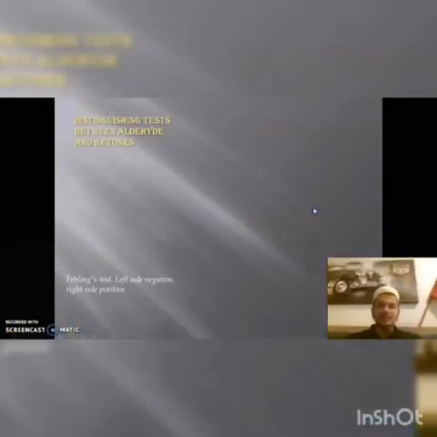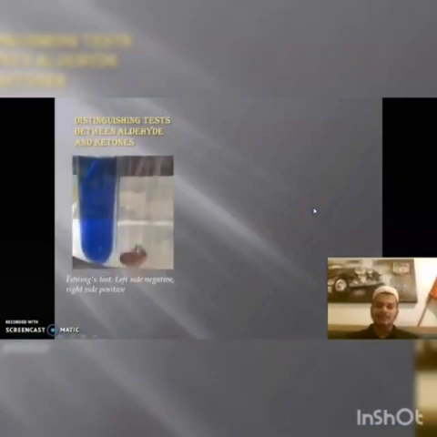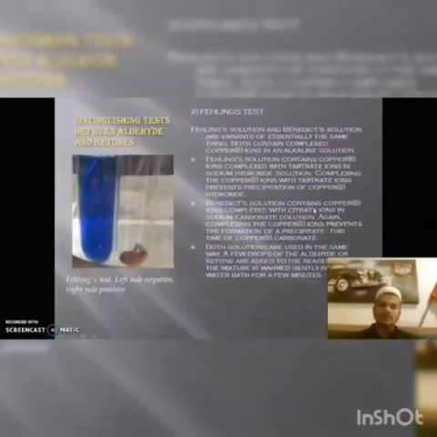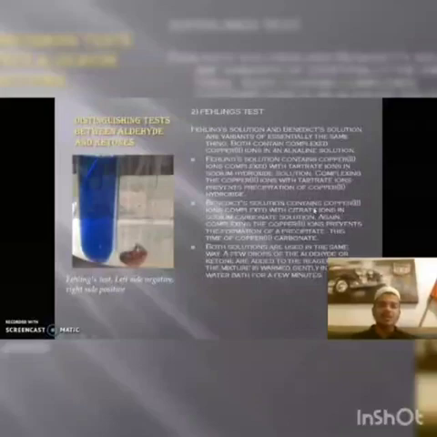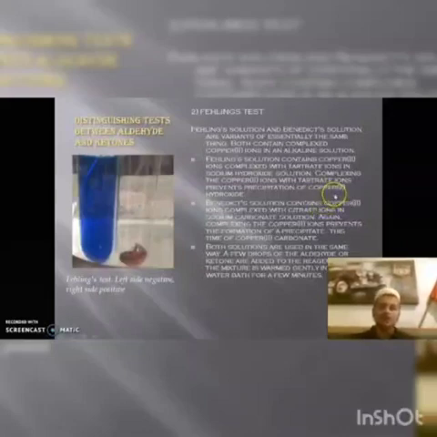So the next distinguishing test between aldehydes and ketones is Fehling's test. So what is Fehling's test? Fehling's solution and Benedict's solution are variants of essentially the same thing. Both contain complex copper ions in an alkaline solution. Fehling's solution contains copper 2 ions complexed with tartrate ions in sodium hydroxide solution. Complexing the copper 2 ions with the tartrate ions prevents precipitation of copper 2 hydroxide. Now the Benedict's solution contains copper 2 ions complexed with citrate ions in sodium carbonate solution. Again, complexing the copper 2 ions prevents the formation of a precipitate, this time of copper 2 carbonate.